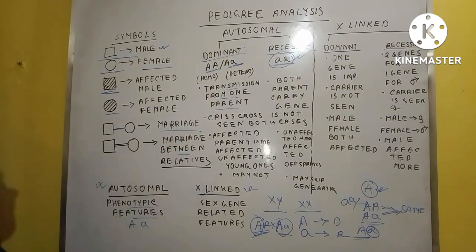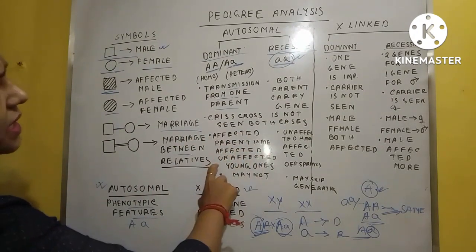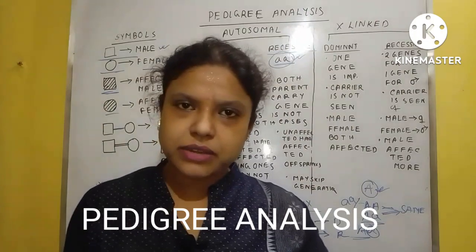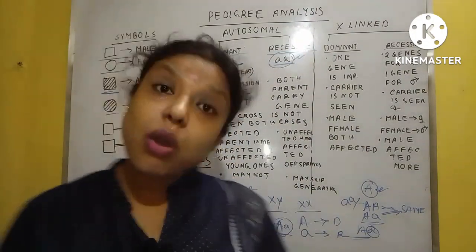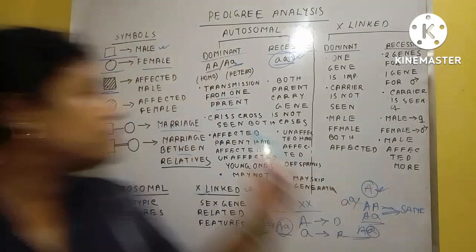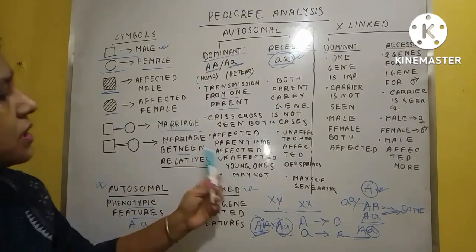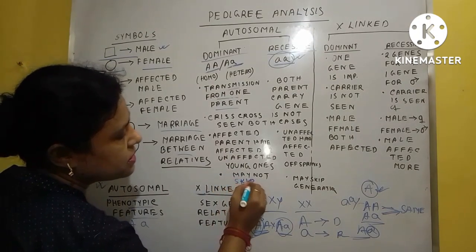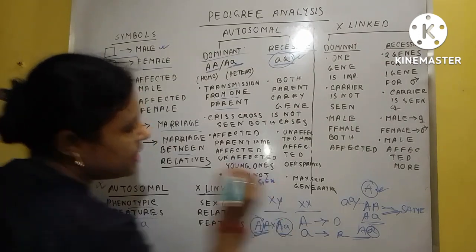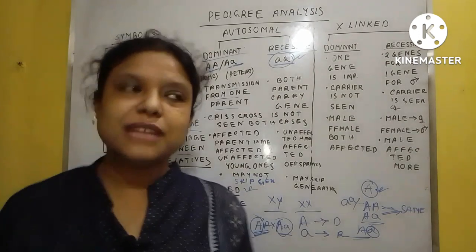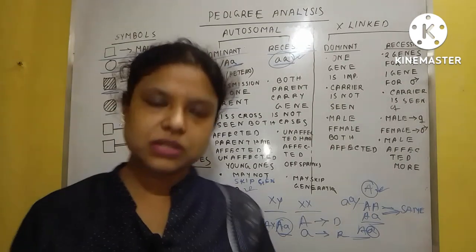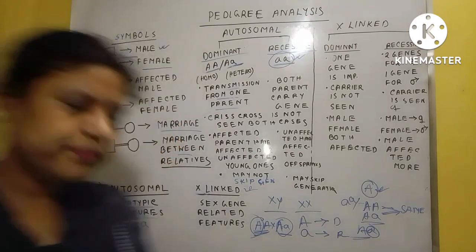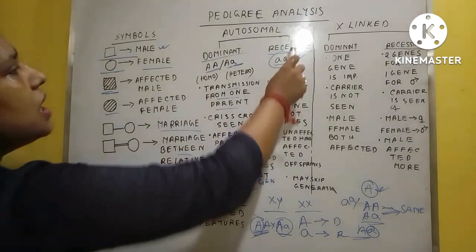And the third one, affected parents have affected or unaffected young ones. It is seen obviously. If the parent is affected, that means young ones may be affected or sometimes may not be affected in case of dominant. Clear? And the last one, skip generation. It may not skip a generation. Okay? If a diseased individual is present in one generation, sometimes it is obviously seen in the next generation. Clear? Next, we will learn about the recessive.